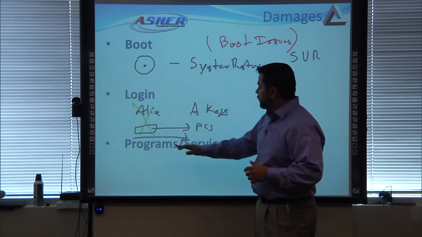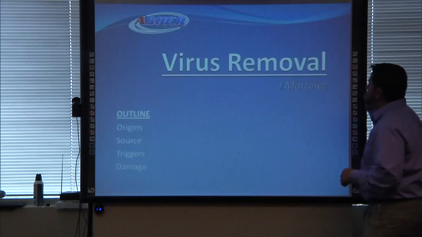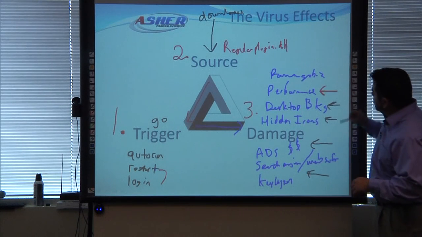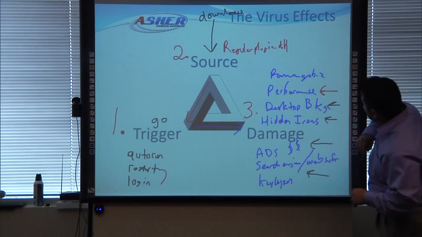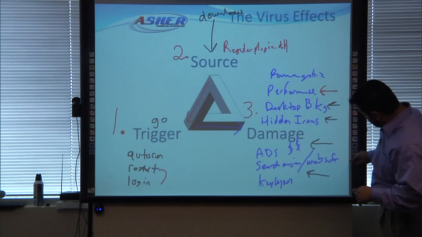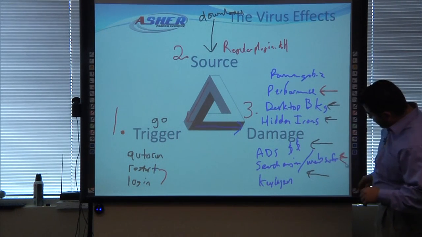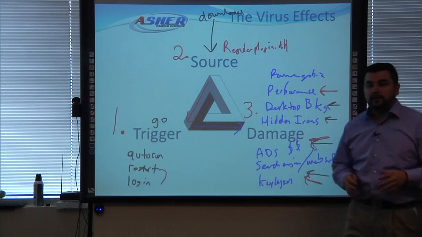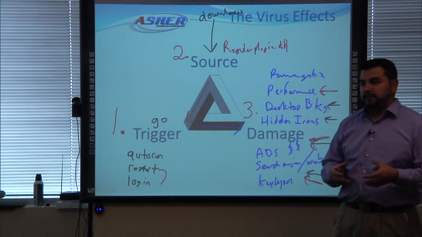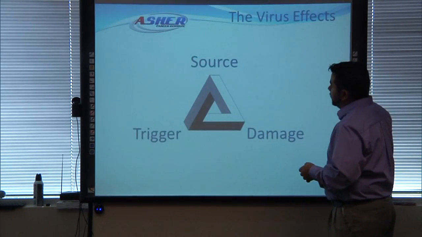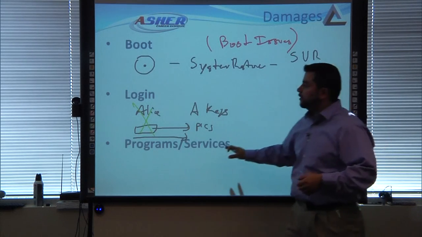The last one is programs and services. Things that would be related to programs and services would be things such as your performance, your search engine, the key loggers, maybe some of the money things. These things are all related to the actual services or the actual Windows or the actual programs that are on your computer. Now, this one would be a lot harder to fix.